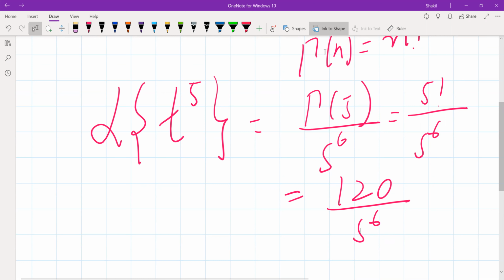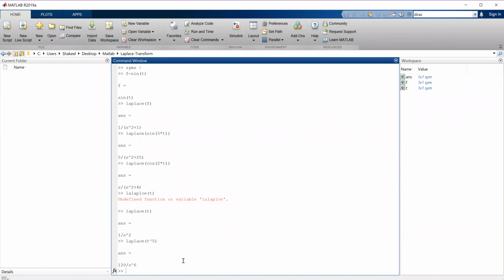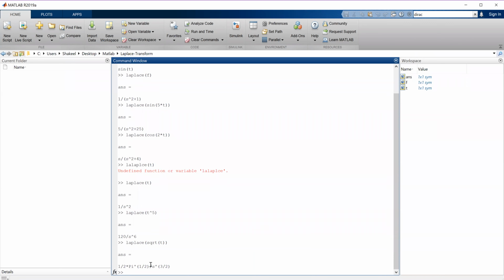So let me switch back to Matlab. In the same way we can determine the Laplace transform of, let's suppose, square root of t. The Laplace transform of square root of t is root pi divided by 2 times s raised to 3 by 2. So this is how we determine the Laplace transform of these functions.